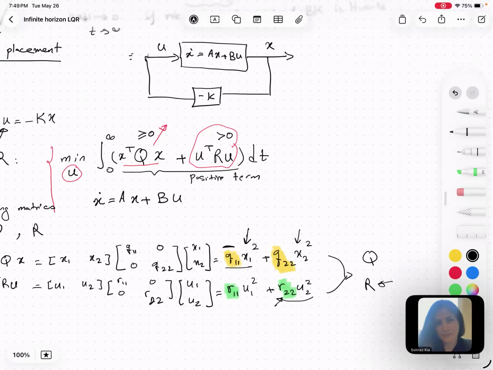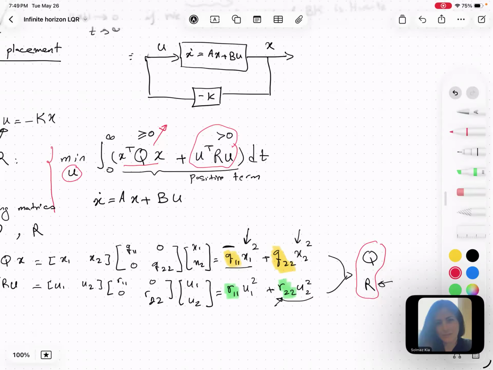And these Q and R are design parameters that we as engineers and designers will design for our system. And often it will take some trial and error, looking at the response of the system, and some tuning that usually goes into picking the appropriate Q and R matrices for our problem.